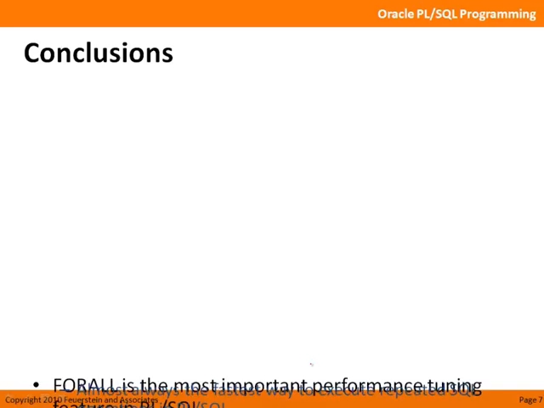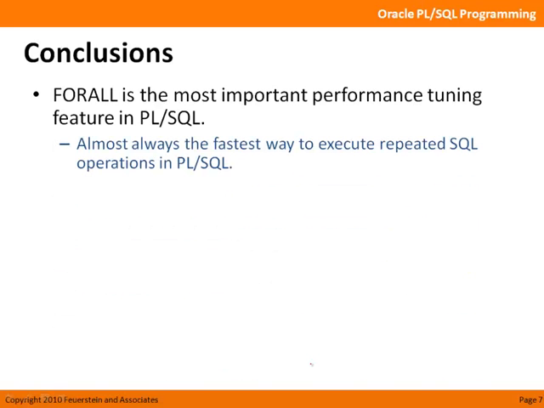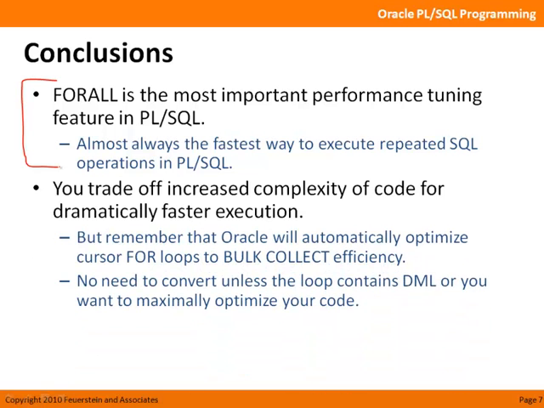To draw some conclusions. Without a doubt, from a performance standpoint, the FORALL statement is the most important feature to be aware of. Bulk collect, of course, is very valuable as well, but Oracle will often automatically optimize your cursor for loops for you, so it's less of an issue on a day-to-day basis. But you should be looking for every opportunity to convert to bulk processing. You should look for every loop that contains DML statements inside of it and do the conversion to bulk processing.